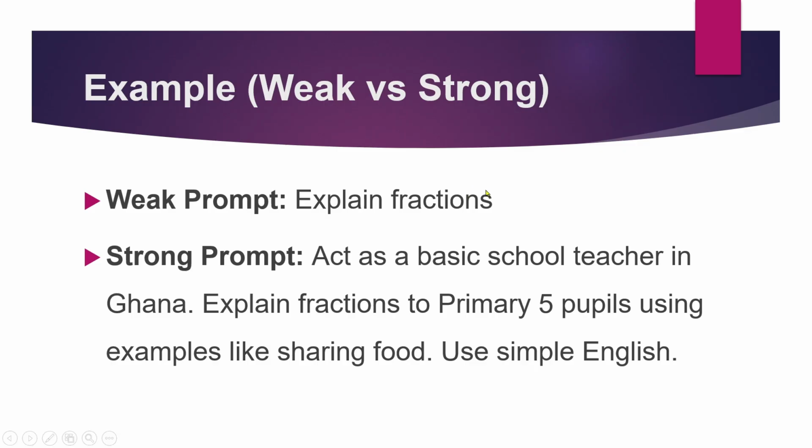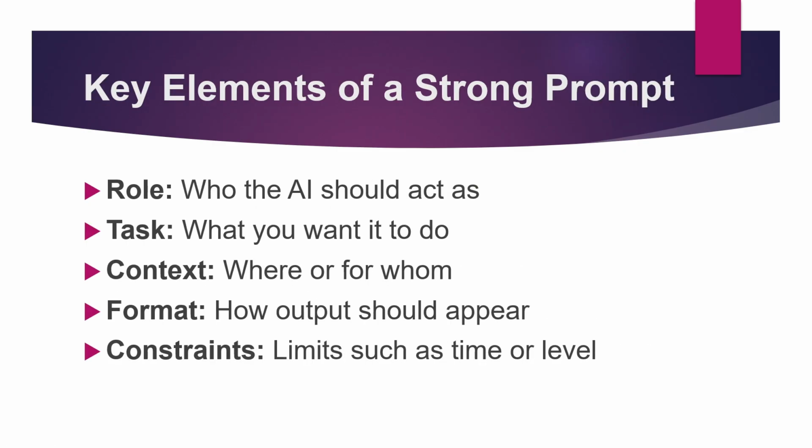So some of the elements that I was talking about are these. The role, basically, the role is who the AI should act as. Always give a role to AI. Act as a mathematics teacher, act as a government teacher, act as a social studies teacher. Give it this basic guidance so that AI will understand the role that it should play. And also the task. Always give it the task that you want it to do. So tell AI what you want to do.